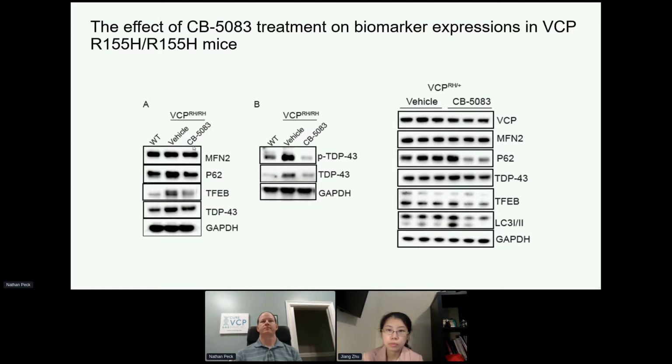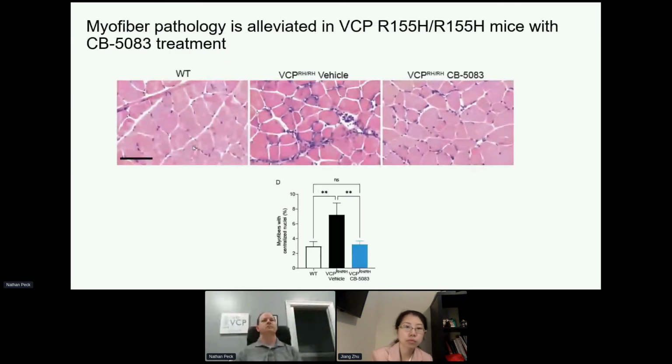However, we found it surprising that with VCP inhibitor CB5083 treatment chronically, these markers are dampened. And we see a similar trend in an aging VCP animal that is heterozygous for R155H, that these markers are downregulated as well. Next. And now we're looking at the muscle global anatomy and architecture of the myofibers in these animals.